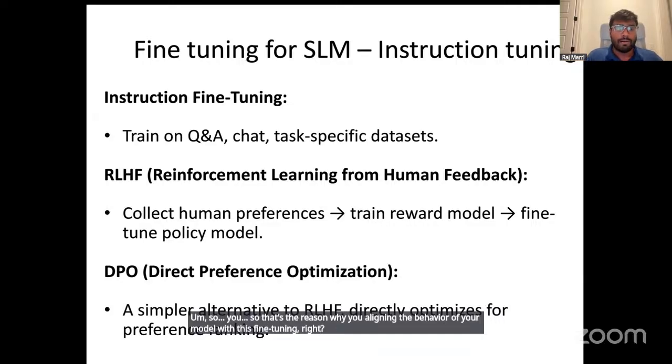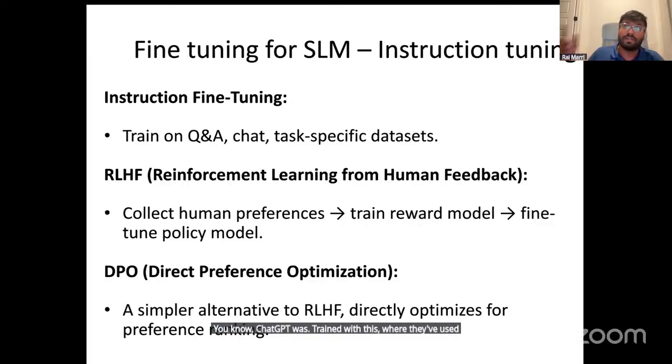Instruction tuning. RLHF is not a scalable thing. ChatGPT was built, the GPT-3 model is what it is, because of this human feedback, reinforcement learning with human feedback. If any process involves humans, it's not scalable. But ChatGPT was trained with this, where they use reinforcement learning, and the feedback given was by humans. So that's the reason why ChatGPT is able to generate outputs which are favorable to humans for us to digest and understand the language, right? That's something that was done with this.